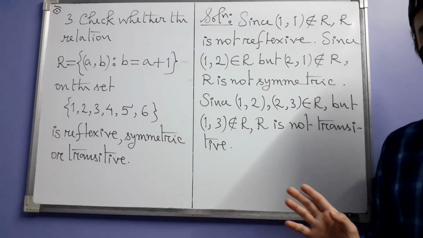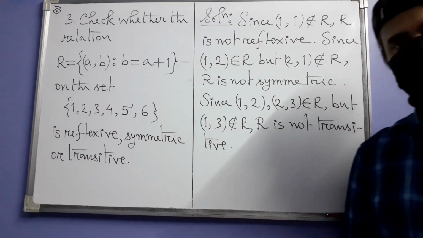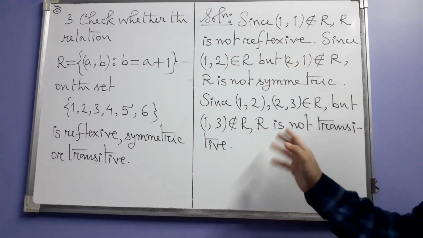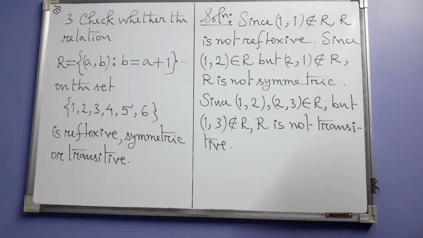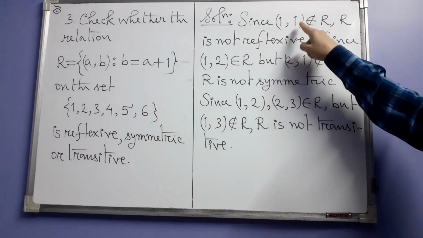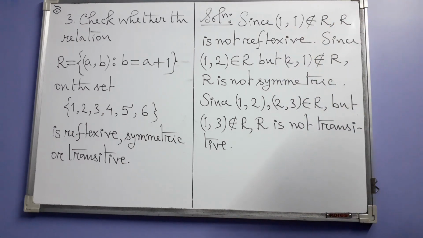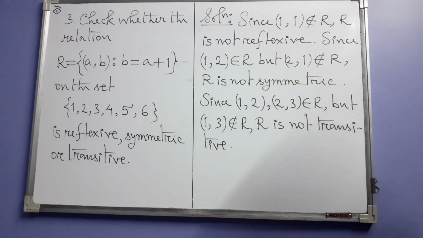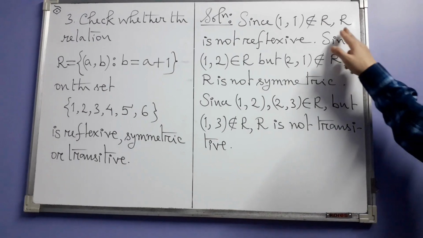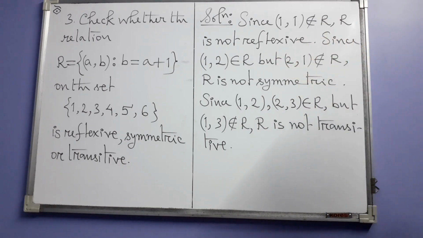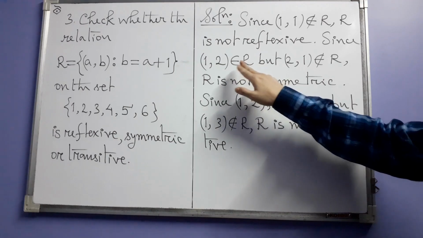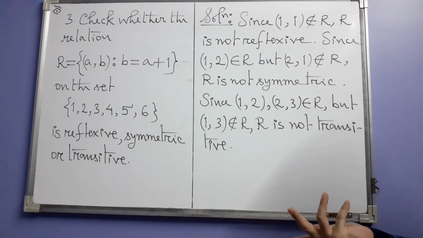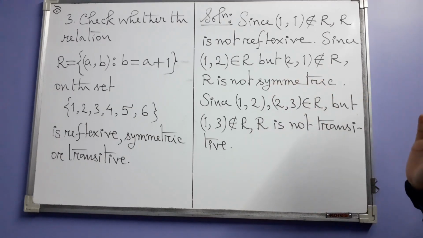Okay, so this is the solution. This one is similar to the last one. It's neither reflexive nor symmetric nor transitive. First we note that (1,1) is not in R because 1 is not 1 more than 1. They are the same in fact. So R fails to be reflexive. Next, (1,2) belongs to R because 2 is 1 more than 1, but (2,1) of course is not in R, so R is not symmetric.